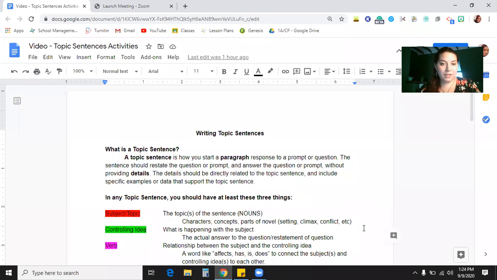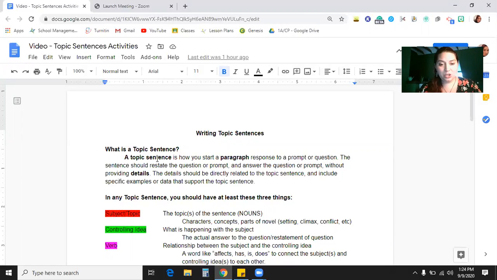And so hopefully this is the worksheet that you have in front of you, the writing topic sentences practice. So first let's talk about what is a topic sentence, since that's what we're working on in our writing portfolio this time around. So a topic sentence is how you start a paragraph response to a prompt or a question. So if you just have to answer a question in one complete sentence, that's sort of like a topic sentence, but topic sentences don't get into too much detail. Topic sentences only come at the start of paragraphs.